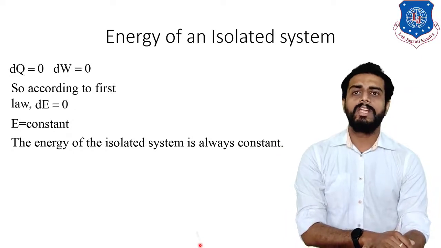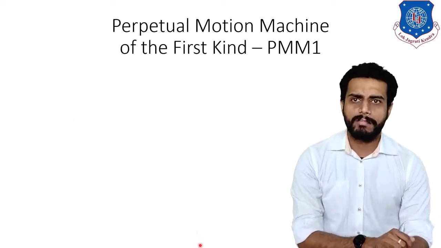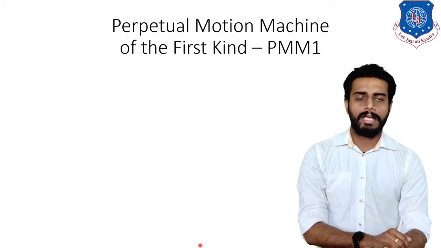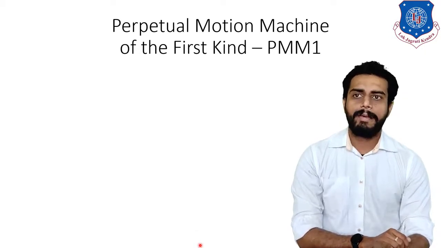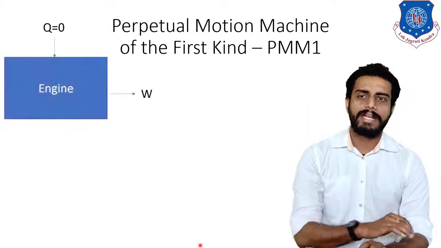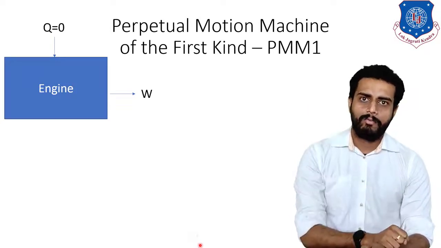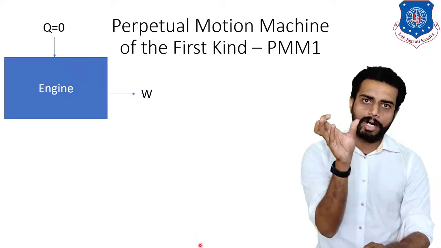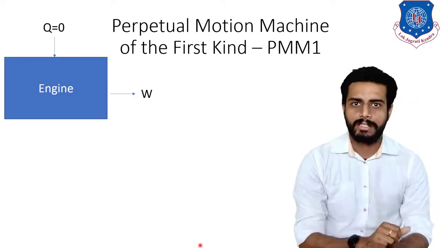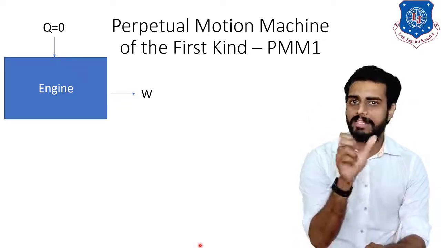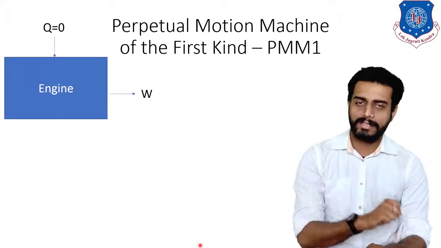Okay. Further, the perpetual motion machine of the first kind, PMM1, is a very important topic. The PMM1 concept is very simple, as you can see on the diagram. Let us consider this engine. The word perpetual means it is fictitious, not true, imaginary. So now let us understand the concept.